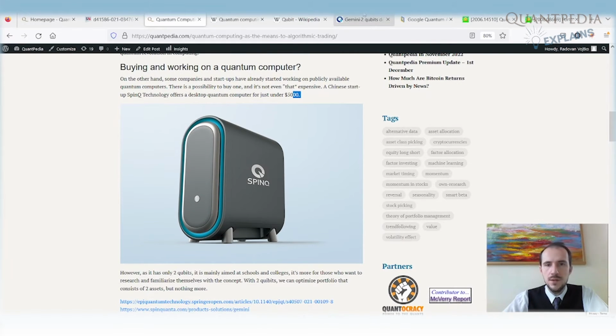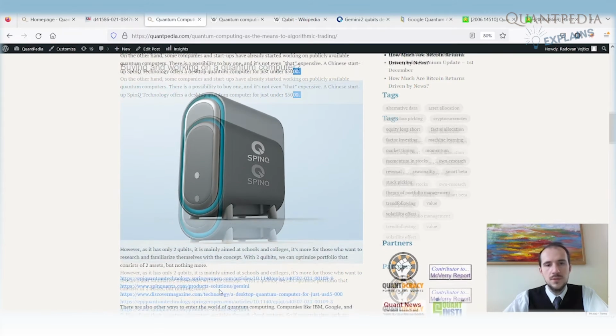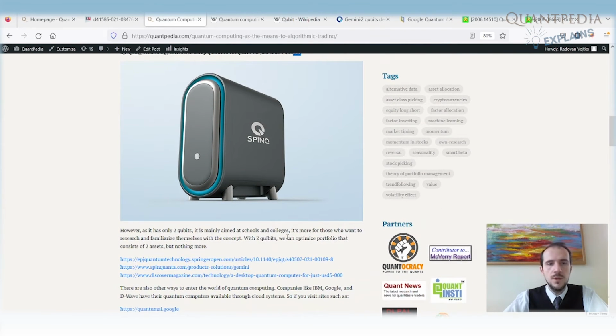There is a Chinese startup called SpinQ. It's selling a 2-qubit desktop quantum computer. It's very interesting, but it has only 2 qubits, so it's mainly aimed at schools and colleges. You may try to familiarize yourself with the concept and do some research on it, but with 2 qubits, you can optimize only a portfolio that consists of 2 assets, or perform very basic calculations. So it's something that's useful for school.